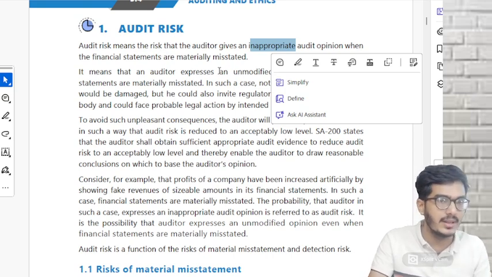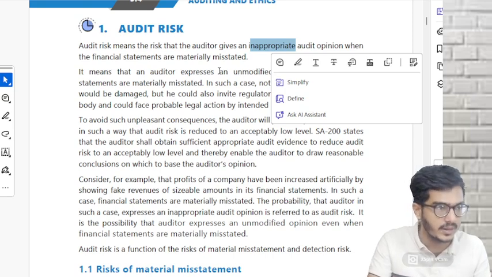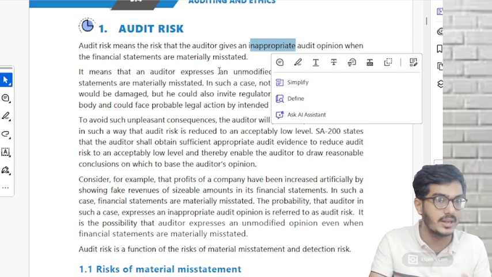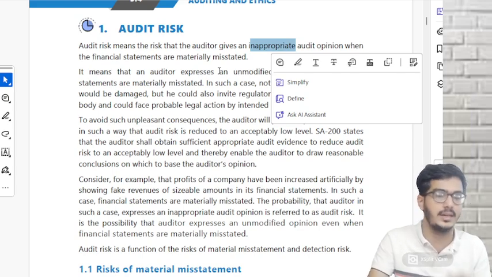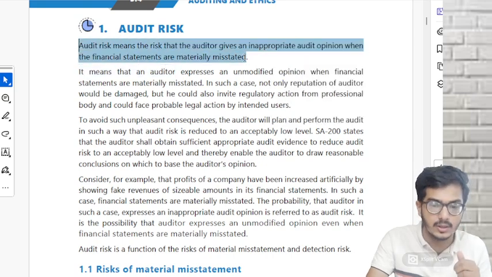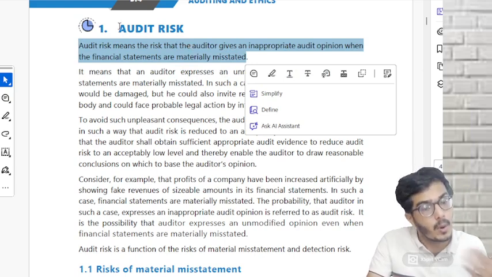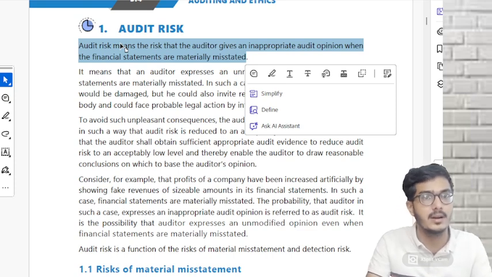If you remember, there are multiple types of opinions which an auditor can give. Do you know what they are? First one is called the unmodified opinion, which is nothing but the clean opinion where everything is true and fair. Then comes qualified opinion, then adverse opinion, and then disclaimer of opinion. So these 2 lines you're supposed to mug thoroughly, because this is the definition of audit risk.